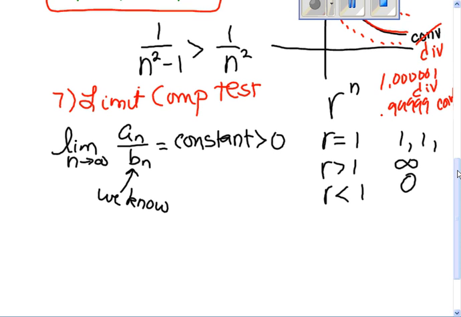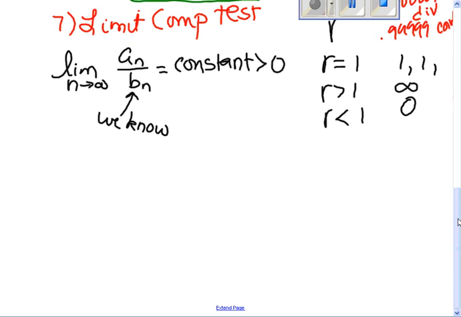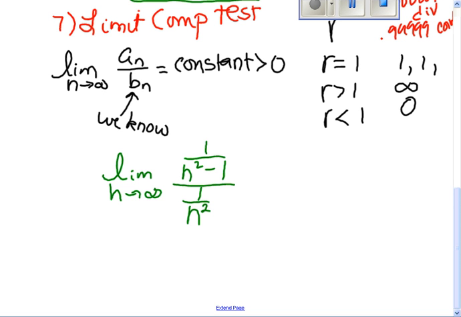So let's do this problem right here. I think they're both going to do the same thing, but the only way I know is to do a limit comparison test. So it's the limit as n goes to infinity of 1 over n squared minus 1 over 1 over n squared. And if that ratio is a constant, then they both do the same thing. Does that make sense? If you ratio all the terms and it ends up being just a constant, it should be the same thing, right?